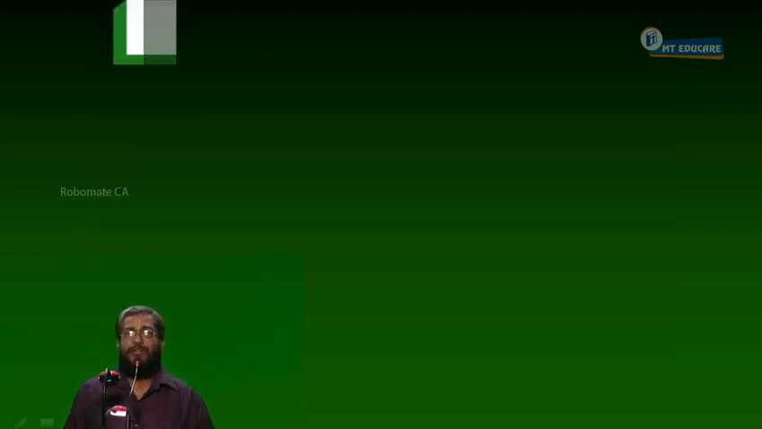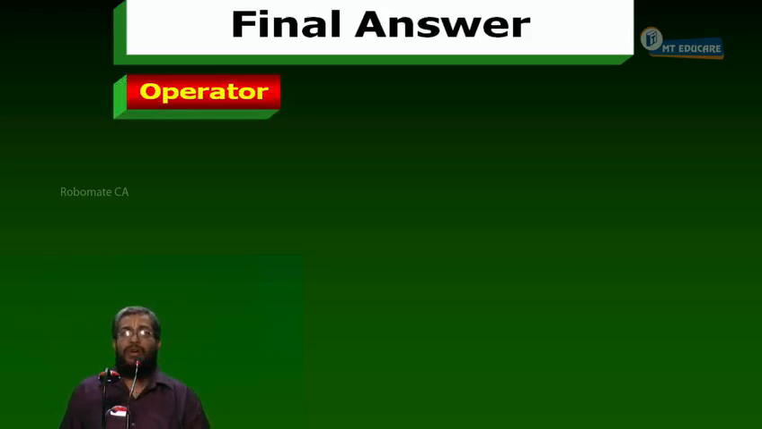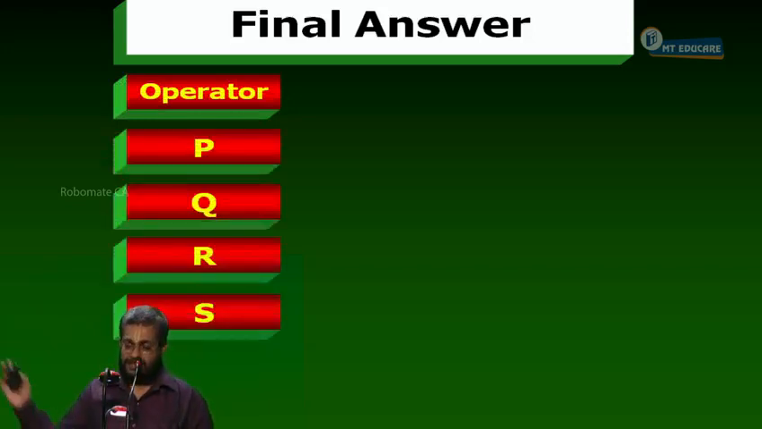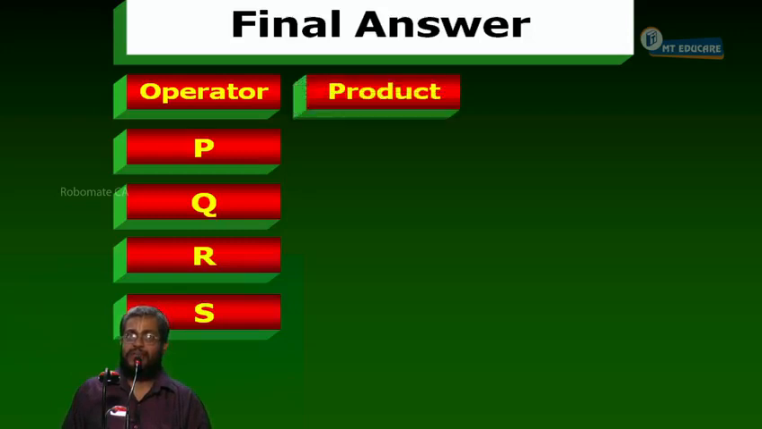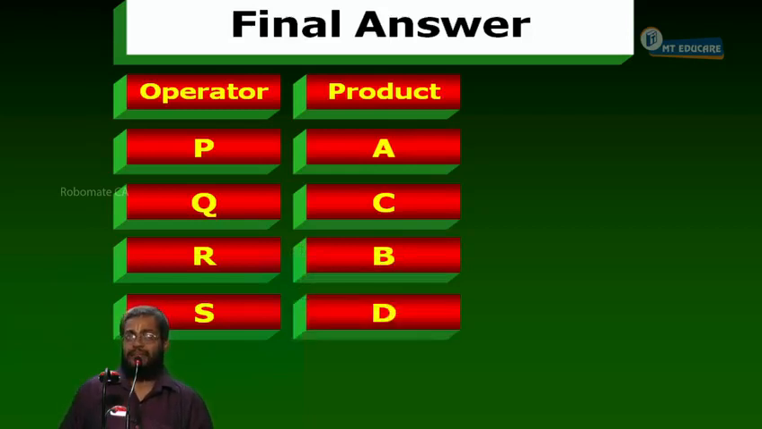Okay, write down. Final solution. Operator P, Q, R and then S. Product: P should be given A, Q should be given C, R should be given B, S should be given D.